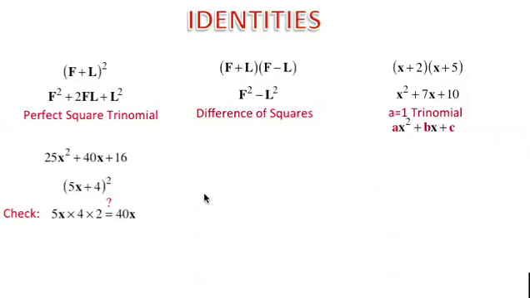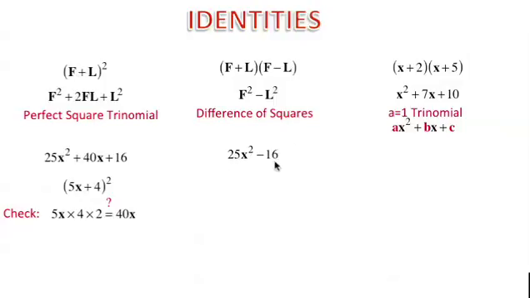Ta-da! All right, let's go and look at the difference of squares. Difference of squares is just a little tiny bit easier. All you have to do is check to see if the first term is a perfect square. 25x squared is a perfect square. The square root of 25 is 5, and the square root of x squared is x. The square root of 16 is 4. So the first term is a perfect square and the last term is a perfect square.